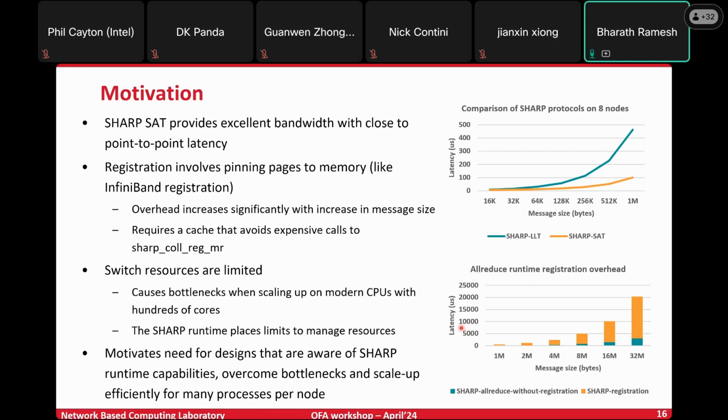The second thing is that switch resources are really limited because you're using ASICs on the switch to do the reductions. Of course, not all processes can do this because you're sending a lot of data from different processes. You also need to place a limit on the number of jobs that can use switch resources. As I mentioned before, this motivates the need for our designs that use registration caches to amortize overheads and also figure out a way to use Sharp switch resources efficiently.